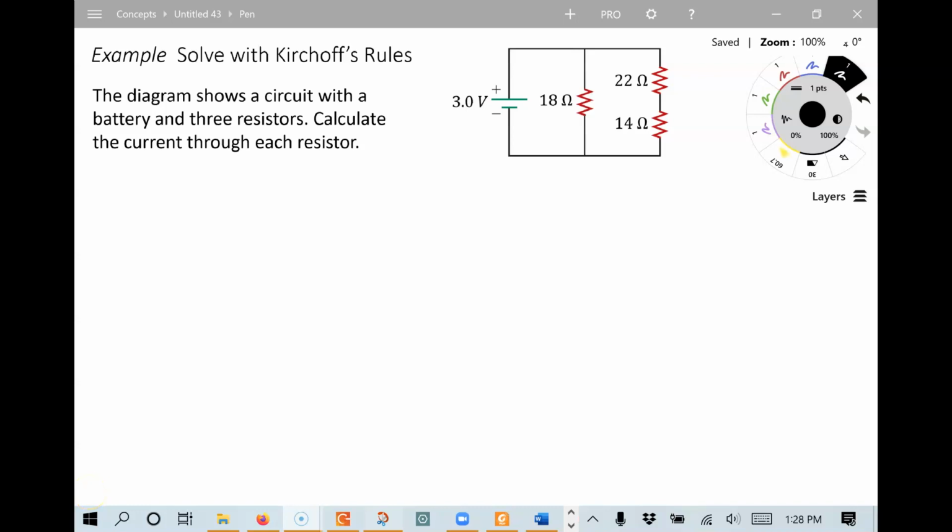Hi, this is an example problem from chapter 20. We previously solved this same problem in an instructor video using equivalent resistance. I'm going to show you how to use Kirchhoff's rules to do this as well.